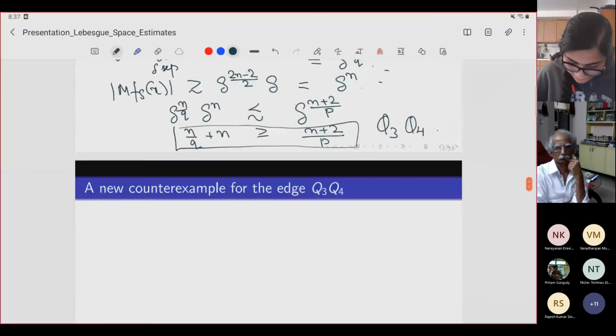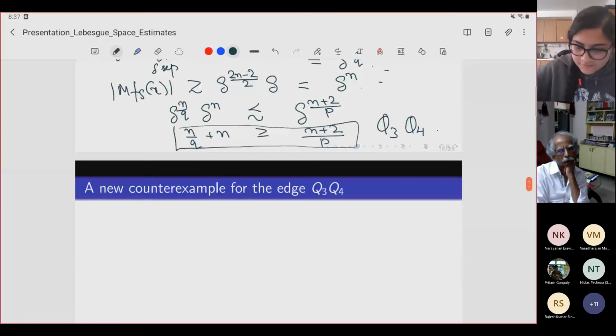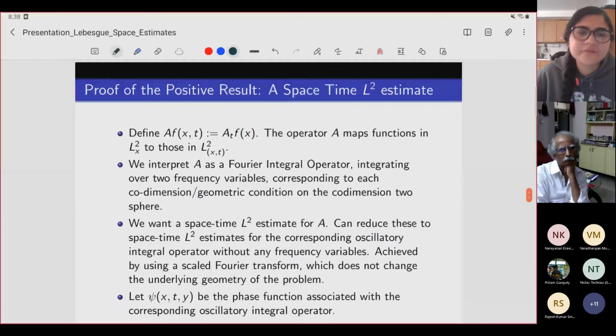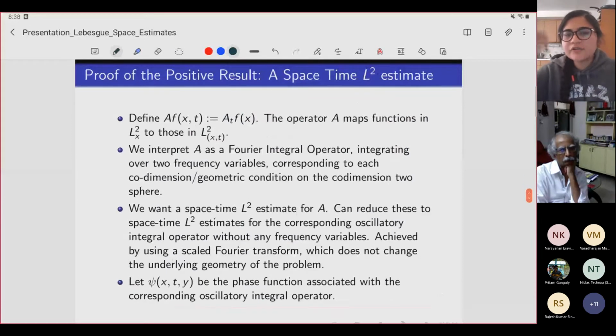All right, so after all these calculations, this basically shows how we arrive at the conjecture, or the sharpness of our results. And now I would like to talk about the proof of the positive result. So, okay, now you have this conjecture. How do you actually go about proving it?